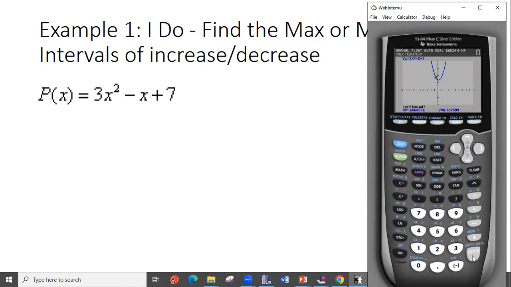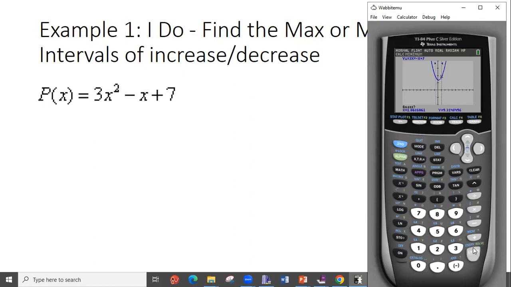The little clicky blinky guy, the little blinker. I'm going to press enter. And now he's going to say go to the right. So I'm going to move to the right of my minimum. It doesn't matter how far you go. You don't have to go too far. Just make sure you go left and go right of it.